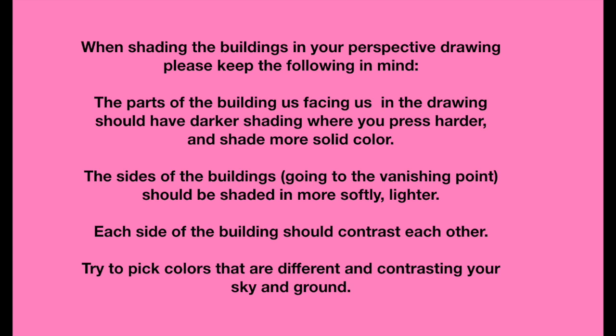When shading the buildings, please keep the following things in mind. The parts of the buildings facing us in the drawing should have darker shading where you press harder and shade with more solid color. The sides of the building that appear to be going to the vanishing point should be shaded in more softly and lighter. Each side of the building should contrast each other. This will ensure that your buildings will appear three-dimensional. Remember to try to pick colors that are different and contrast your sky and your ground.